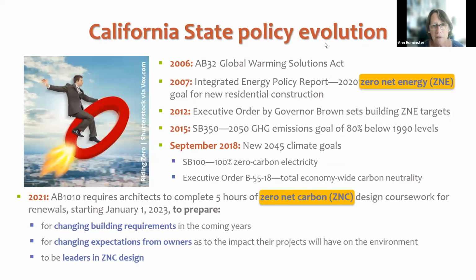And this is how it's all reflected in the state's policy evolution. I don't expect you to read all the fine print on the screen. It's just to recap some of the major milestones for the state that have been moving towards where we are today. So the first policy specifically addressing the goal of zero net energy was in 2007.